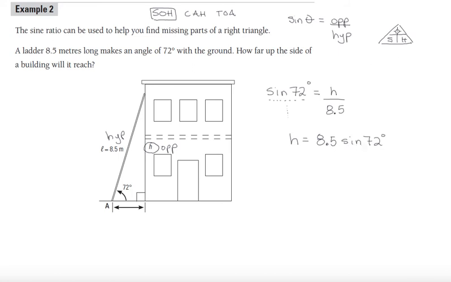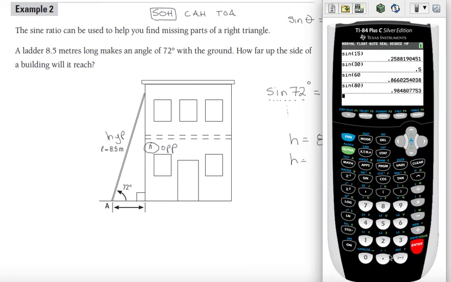So, like I said before, we're looking for the opposite. So if I covered up this O, we'd see it's the sine times the hypotenuse. So it's the sine of the angle times the hypotenuse, which is 8.5. So what is H? Well, let's put that into our calculators. Again, very important that you know how to use your calculator. This one, I can do 8.5 times the sine of 72. And that's going to give me my answer.